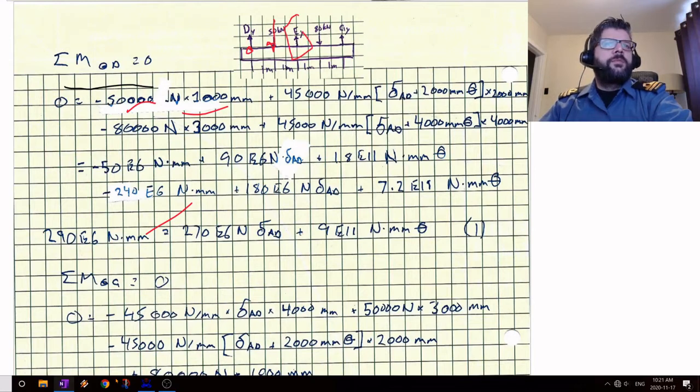So first off, the first one's negative. This one's positive. EY is acting upwards. So 45,000 newtons per millimeter times delta AD times 2,000 millimeters times the angle, and then times the 2,000 millimeters for the distance between D and E.